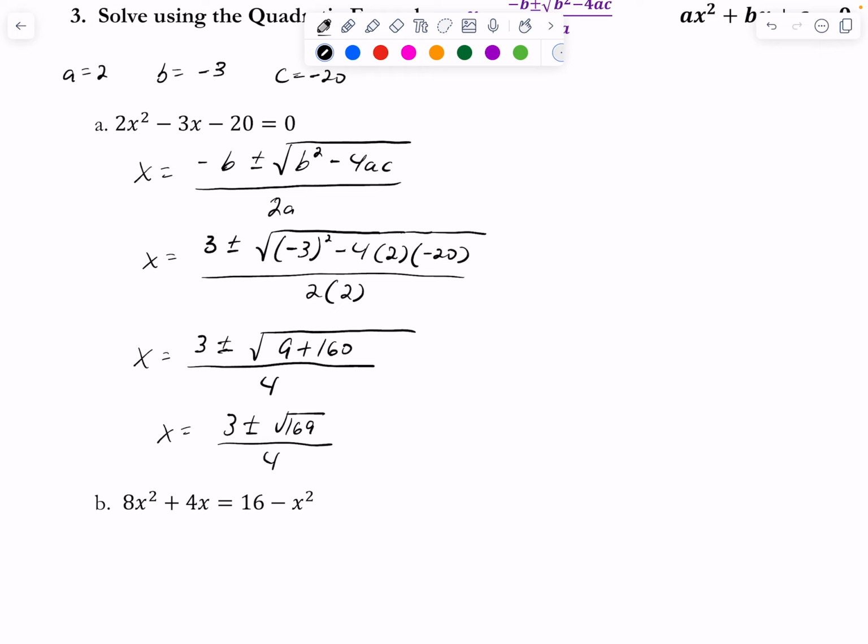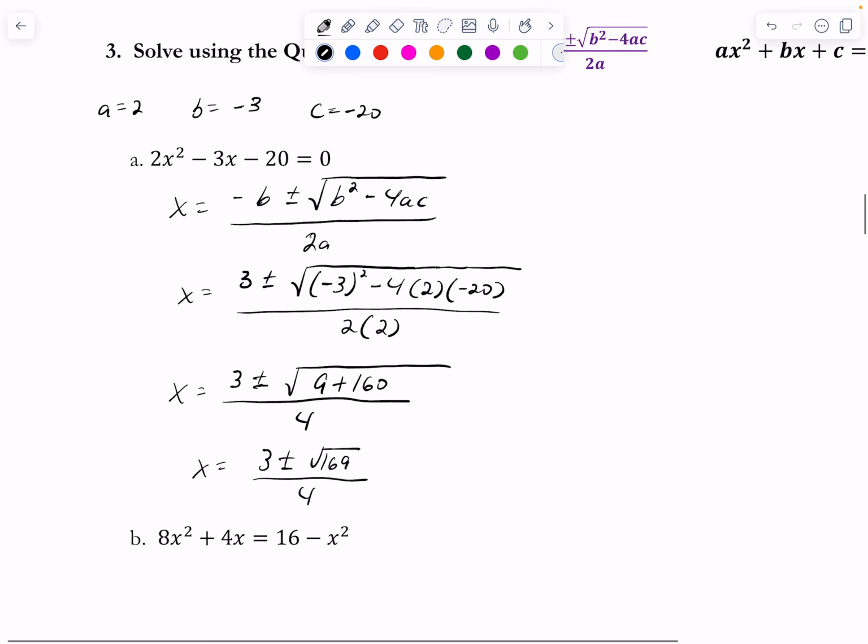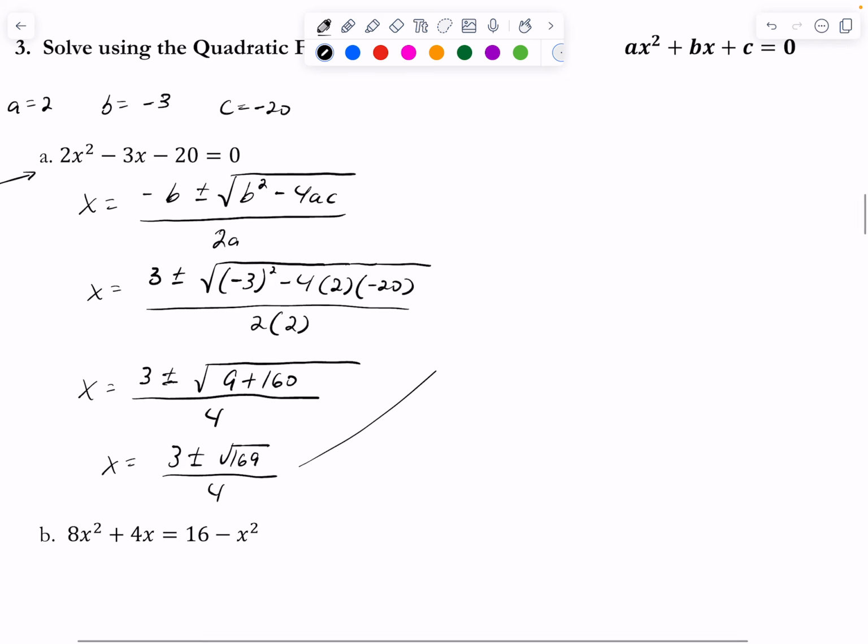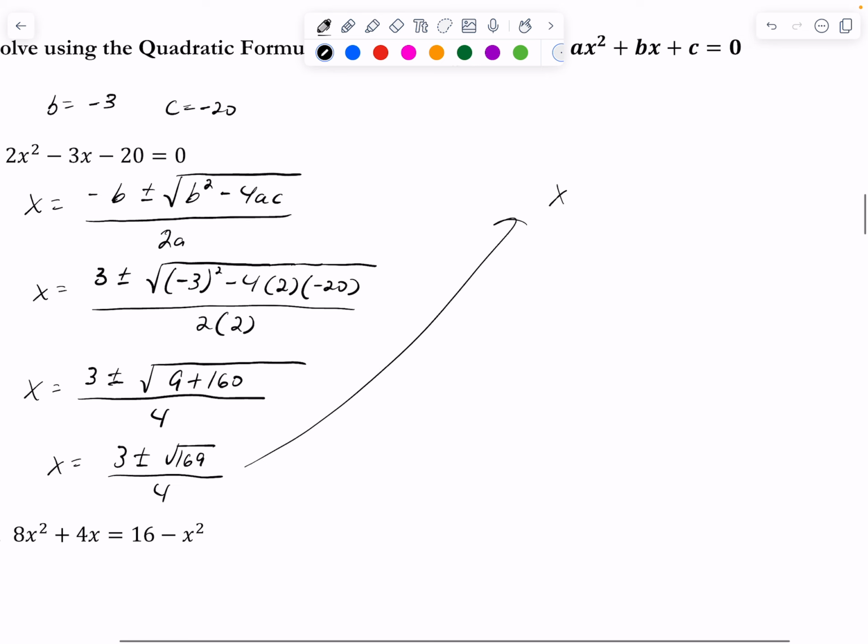Now, what I notice about that 169 is that it is a perfect square. So I know I'm using the quadratic formula for this problem, but if it didn't say use the quadratic formula, I would not use it. If I get a perfect square inside my radical, that just tells me that I should have factored. Now, if I keep going over here, I'm going to have x equals 3 plus or minus, and the square root of 169 is 13, all over 4.